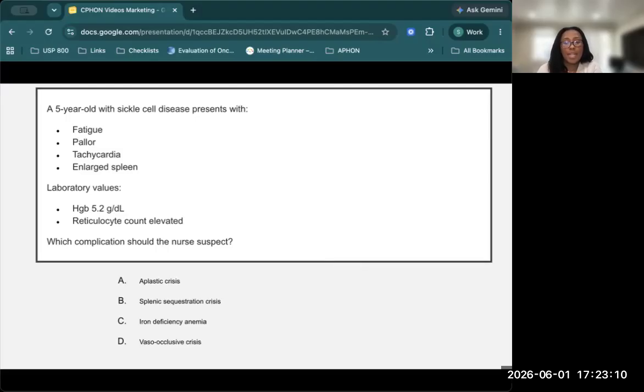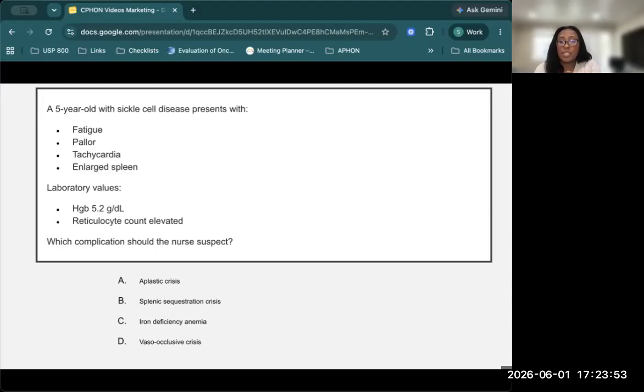So, A, aplastic crisis. When you see aplastic, think hypoplastic. This is when the bone marrow is not producing enough red blood cells in patients with sickle cell. So the clue that would give it away here that it's not aplastic crisis is that in the question stem, the patient's retic count is elevated. Retic count is elevated because the bone marrow is working harder to produce more healthy red blood cells. So for patients with aplastic crisis, we would actually see decreased retic count, not elevated. So because of that, A is going to be incorrect.